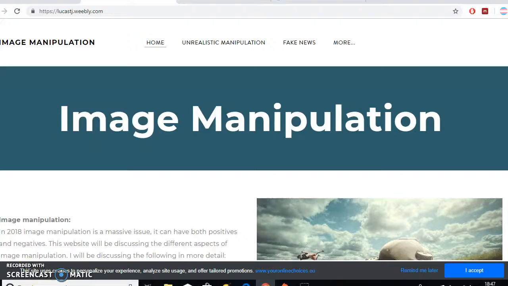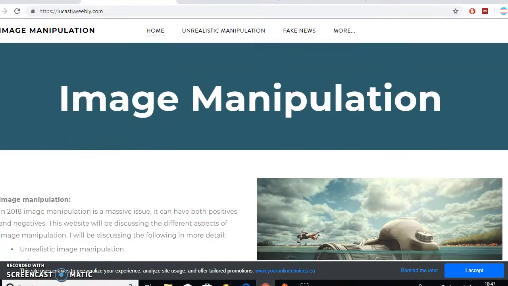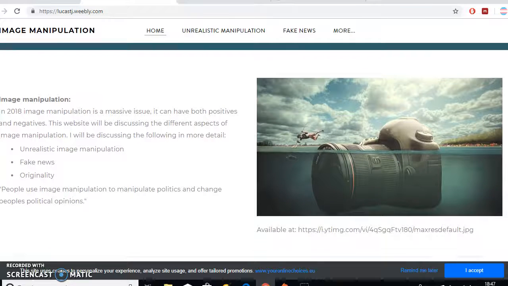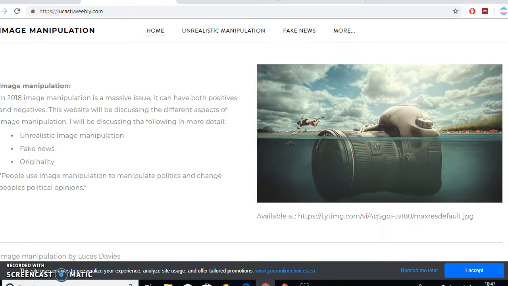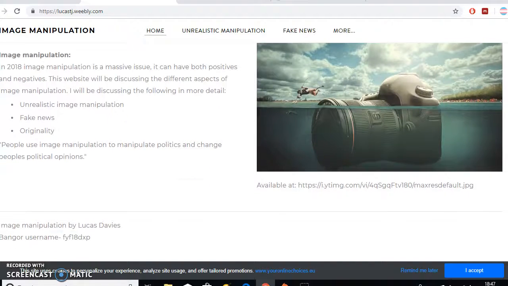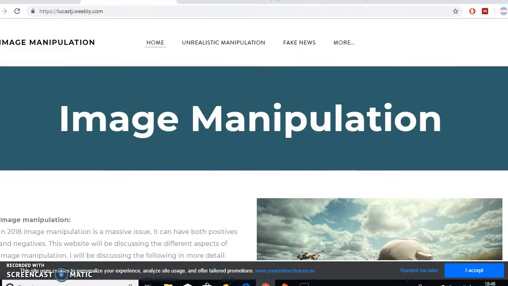Okay, so this is image manipulation. This is my homepage. It just describes what I'm going to be talking about on the website and has my name and Banger username with a nice picture.